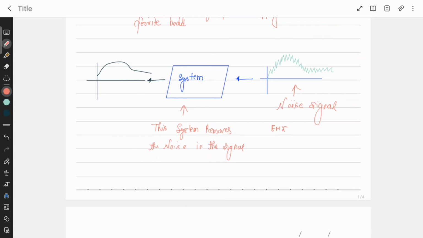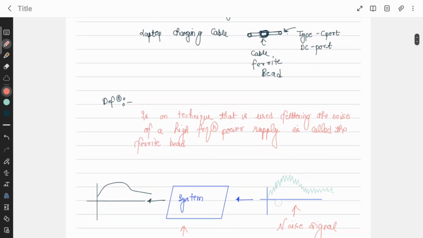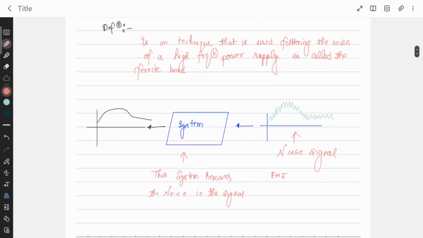I think you got the point about the Ferrite Bead. I hope this discussion is useful. If any queries or related comments come up, then I will make another video with more discussion about the Ferrite Bead and the types of Ferrite Beads.